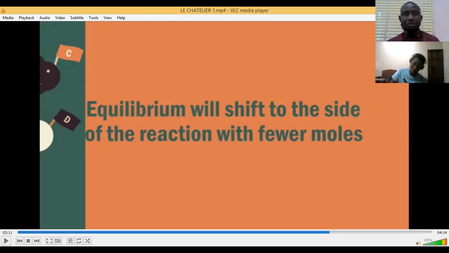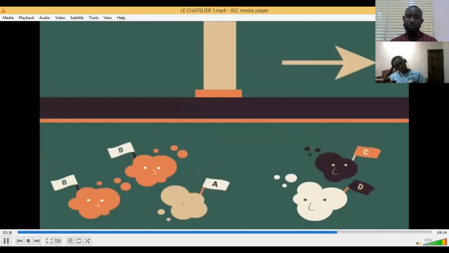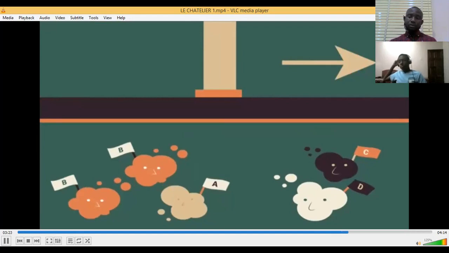I hope you know that there's a relationship between pressure and volume, which is an inverse relationship. That means when there's an increase in pressure, there's a decrease in volume, right? And when there's a decrease in pressure, there's an increase in volume. So equilibrium will shift to the side of the reaction with fewer moles. In our example, an increase in pressure will cause equilibrium to shift to the right, since there are fewer moles: 2 moles compared to 3 moles on the left.